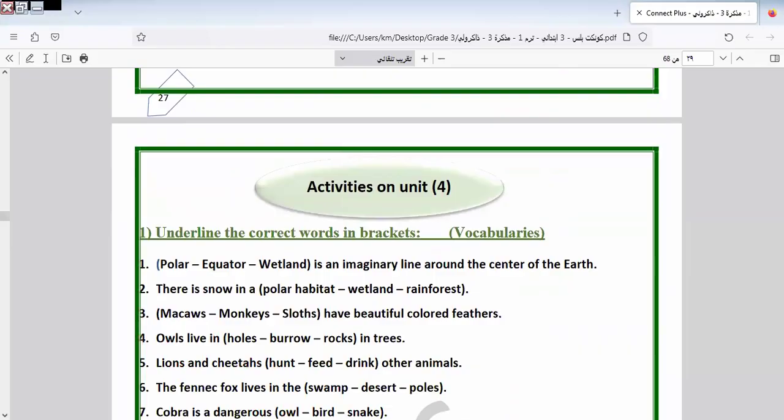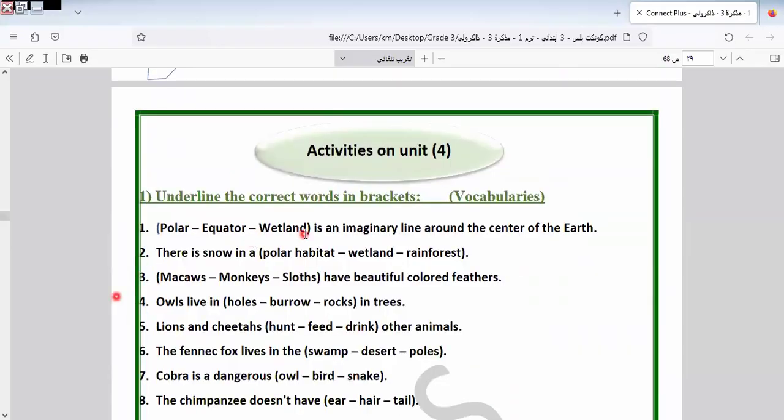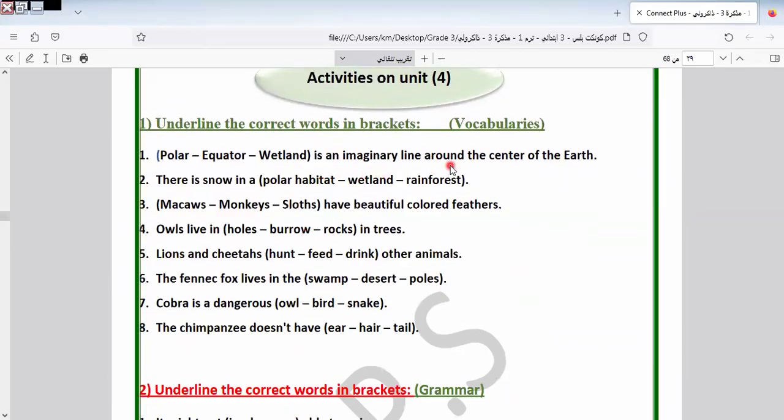There is an activity on unit 4. Let's do it together. "It is an imaginary line around the center of the earth." Can you imagine with me? Imaginary line. Is it polar? Wrong. Is it plant? Wrong. When we select, we must think before selecting the suitable word. Okay. Here we have imaginary line. As we know from the lesson, it will be equator.